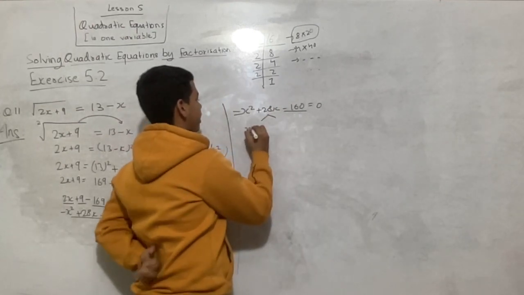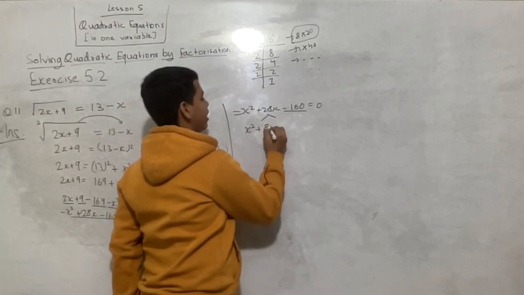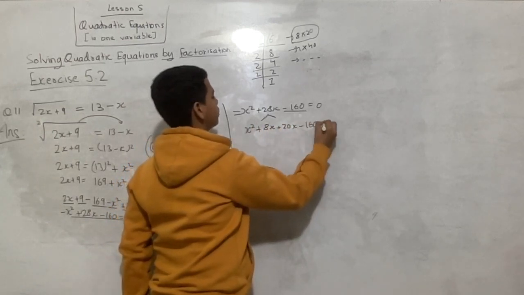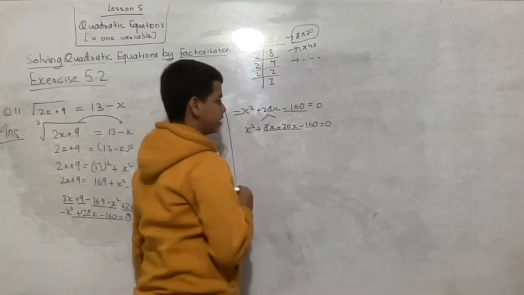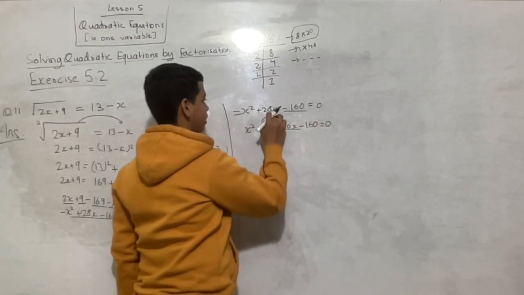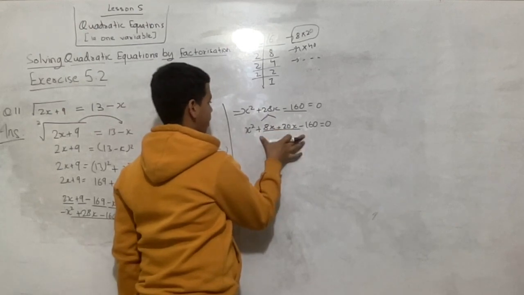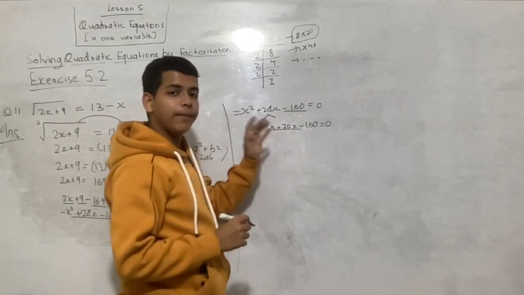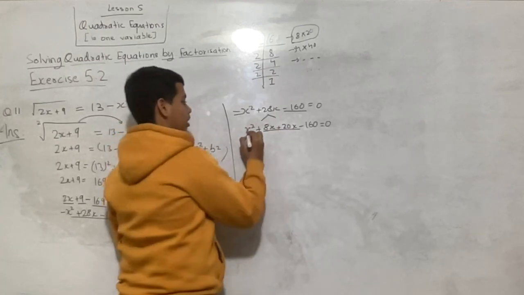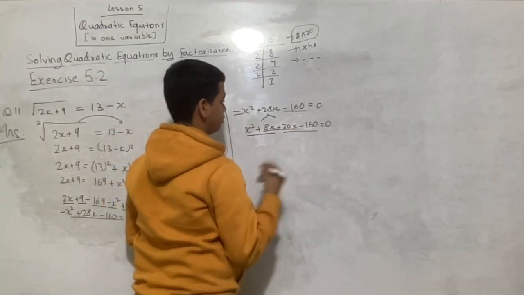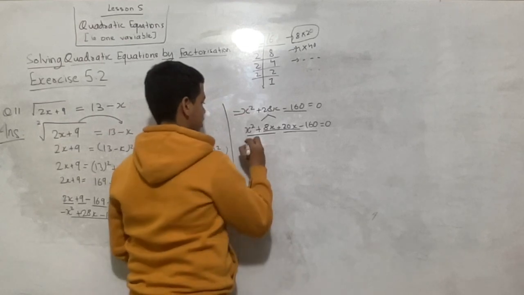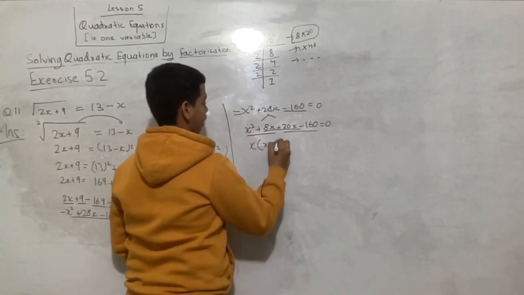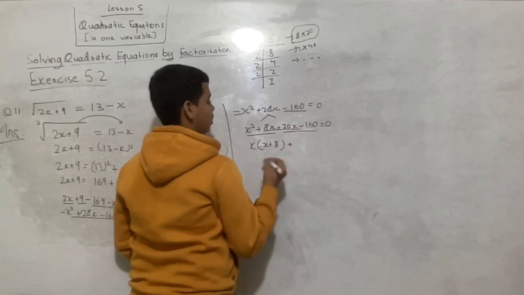So I can write here x square plus 8x plus 20x minus 160 is equal to 0. That's it. So what I have done is I have split 28x into 8x plus 20x, where 20 into 8 is 160 and 20 plus 8 is 28. Now let me factorize using the usual method. So how will I do it is, I will factorize this. What is common? X is common. X plus 8.